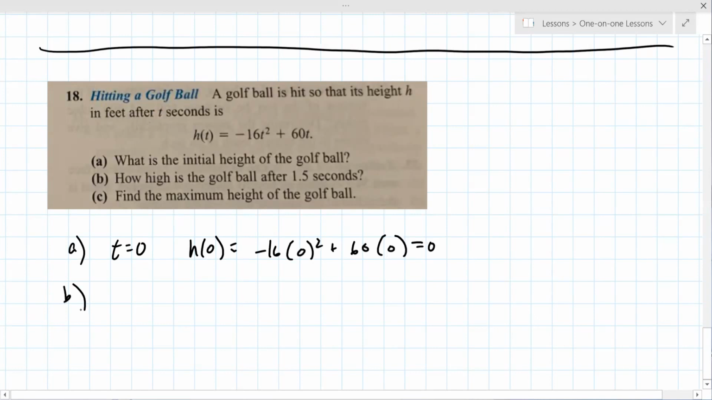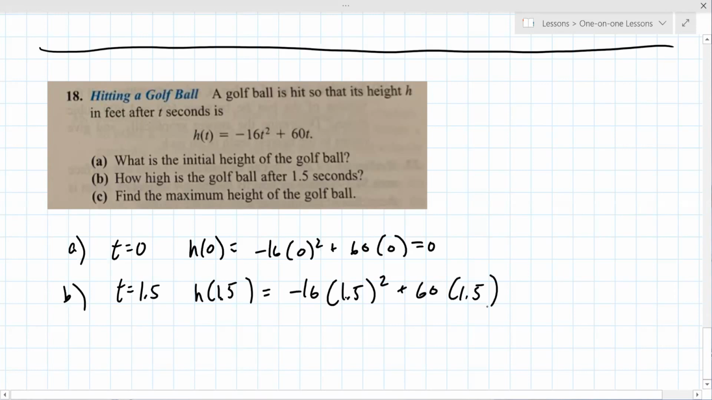How about part B? We just plug it in. 1.5 squared, and multiply that by negative 16. I got negative 36 for that. And then we add that to 1.5 times 60, so 90 plus negative 36, 54. And then how about units here? This says 54 feet.